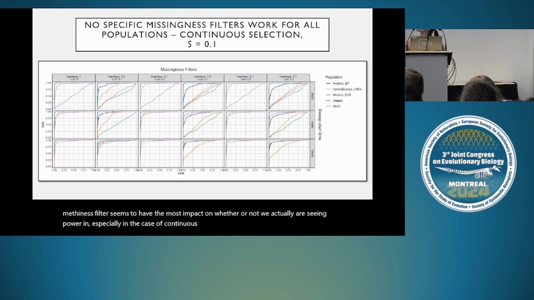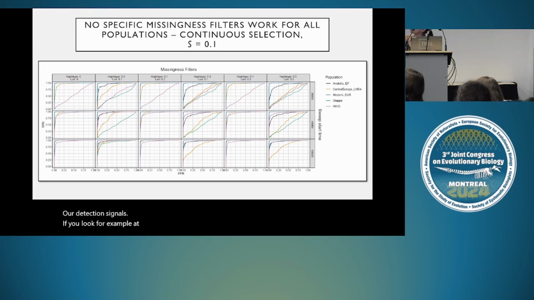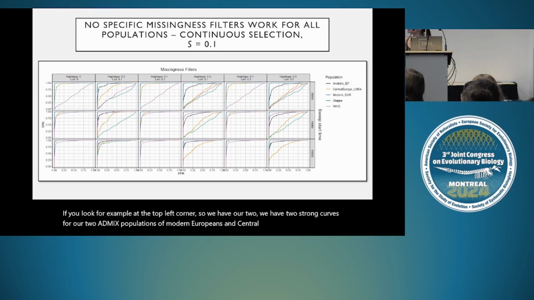And also possibly our most exciting result, and this is bringing back the demographic aspects and how admixture can dilute our detection signals. If you look, for example, at the top left corner, we have two strong curves for our two admixed populations, modern Europeans and Central European Bronze Age, and we see that we retain very strong power for even the more recent sweep.